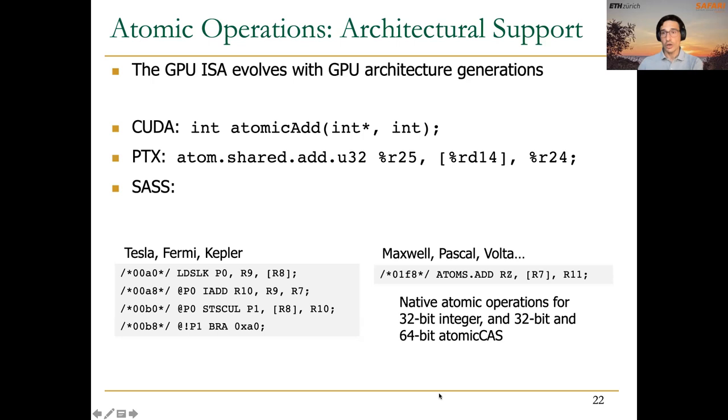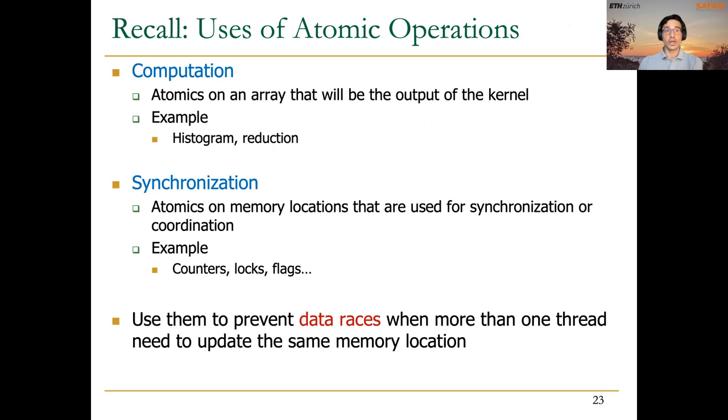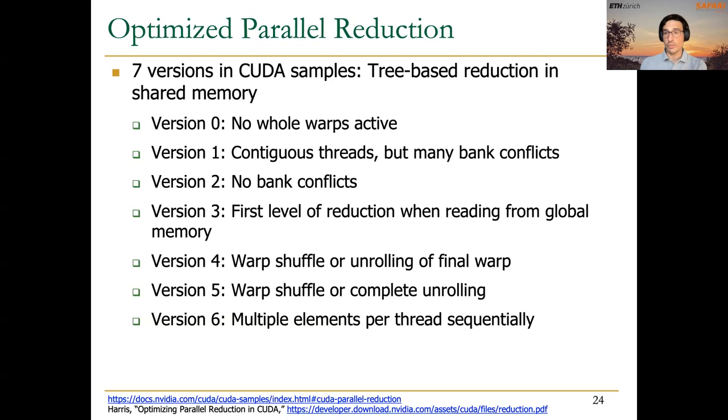But first, we are going to talk about the parallel pattern that is the most important topic today, the histogram calculation. So remember, atomic operations can be used for computation and for synchronization. Histogram is a good example of how to use them for computation, but we already talked in our previous lecture about how to use them for reduction. Remember that I mentioned that there are seven different versions of the parallel reduction in the CUDA samples. It is a very interesting exercise to go over all these seven versions to understand the different optimizations that are applied, and see how the performance of the parallel reduction greatly increases optimization after optimization.